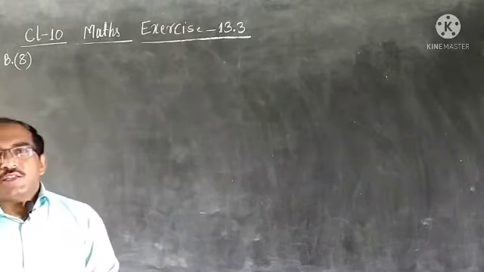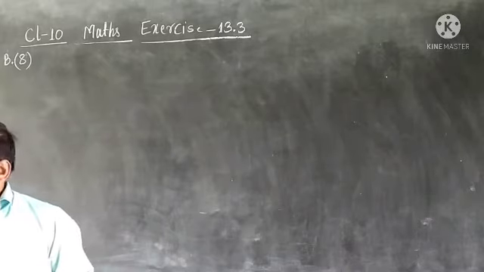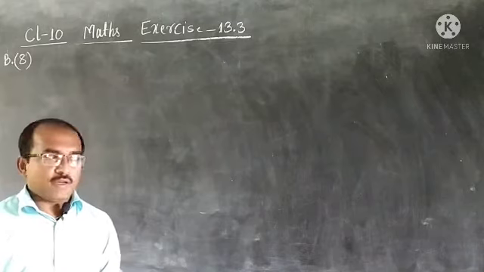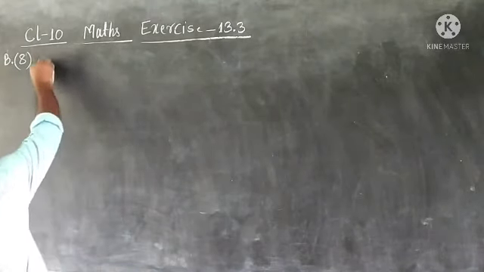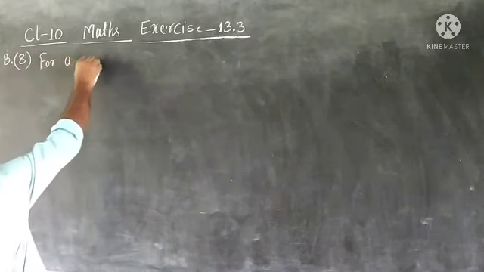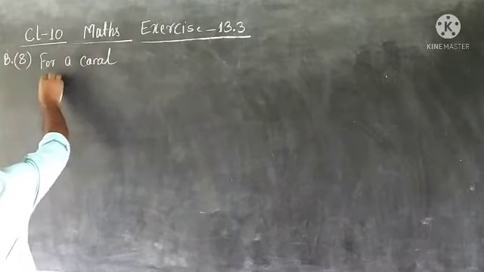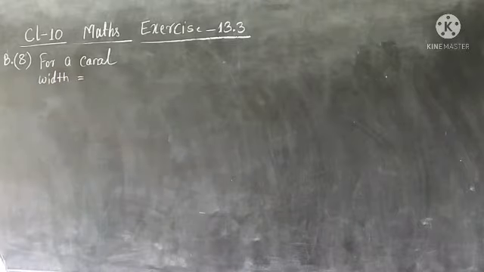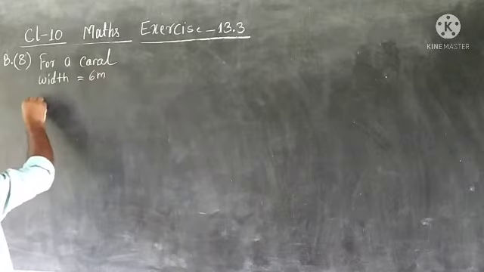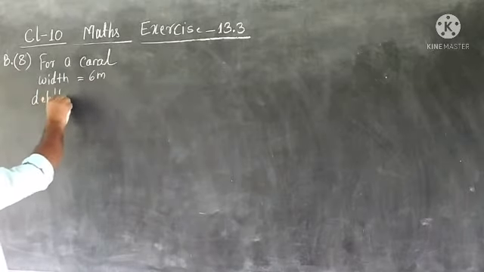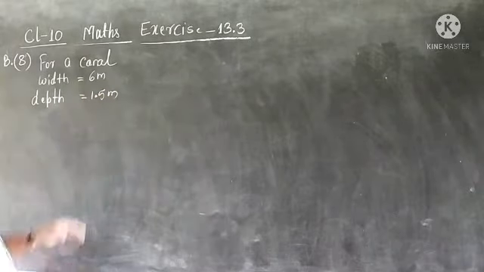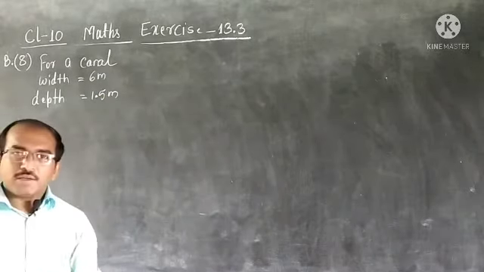The question is: water in a canal 6 meter wide and 1.5 meter deep. So, this is the dimension of the canal. We go with this dimension. For a canal, width is, wide it is given. So, we will use here width, that is 6 meter, and deep we will use depth, that is height of the canal, 1.5 meter. So, these two dimensions, width and height, are given for the canal.